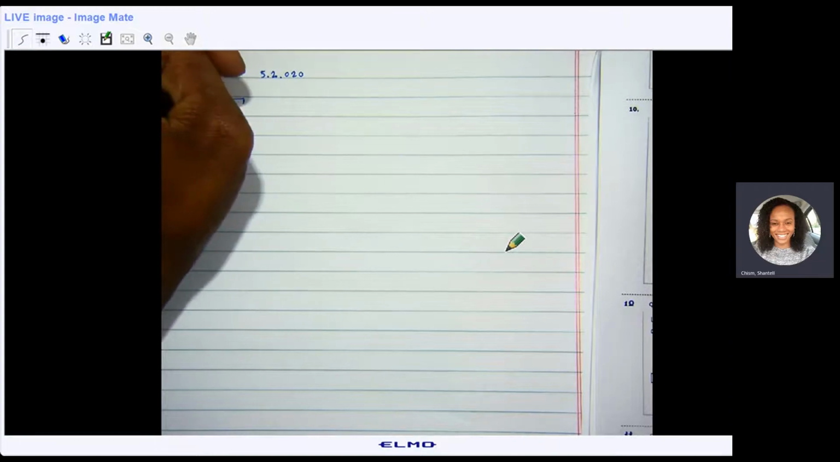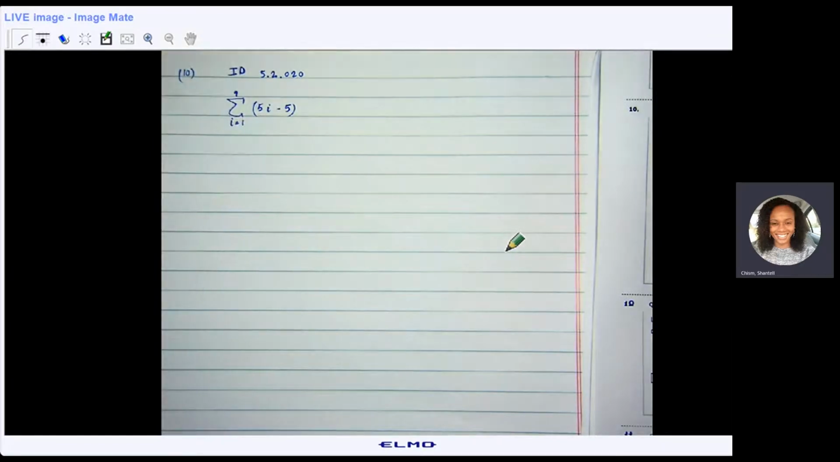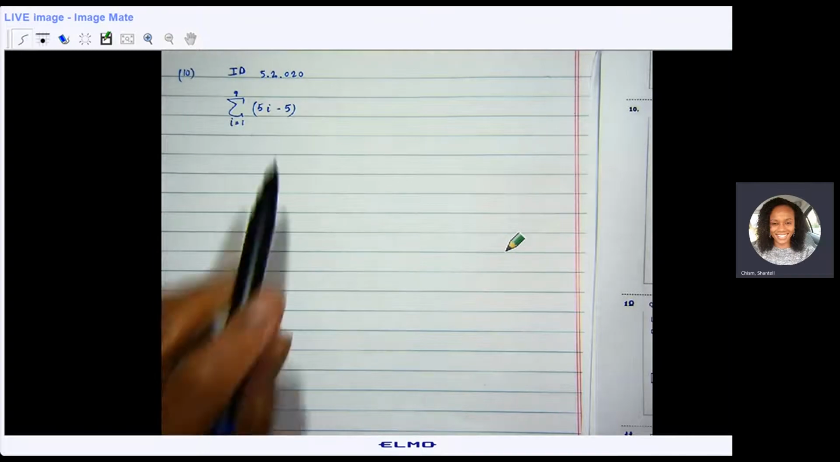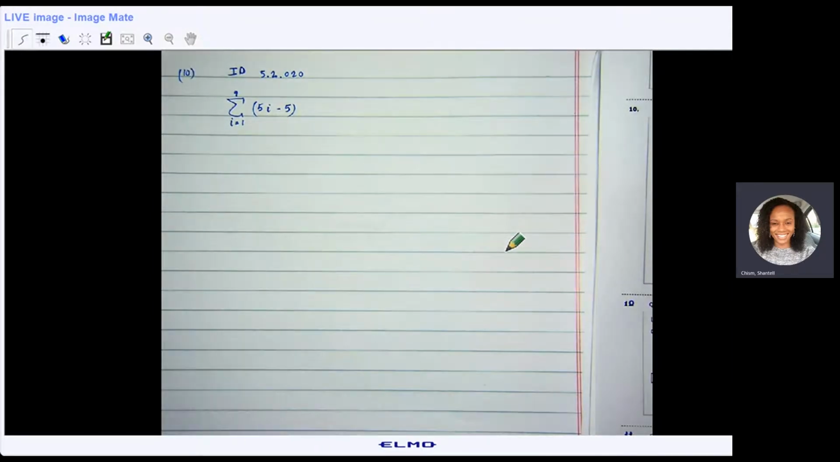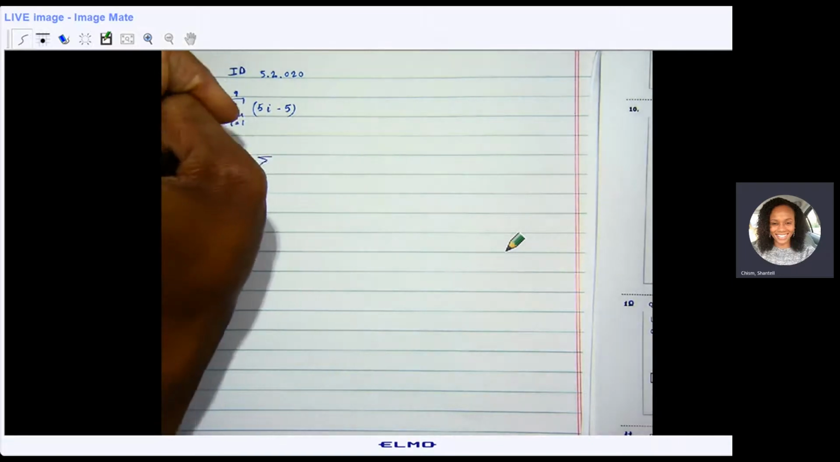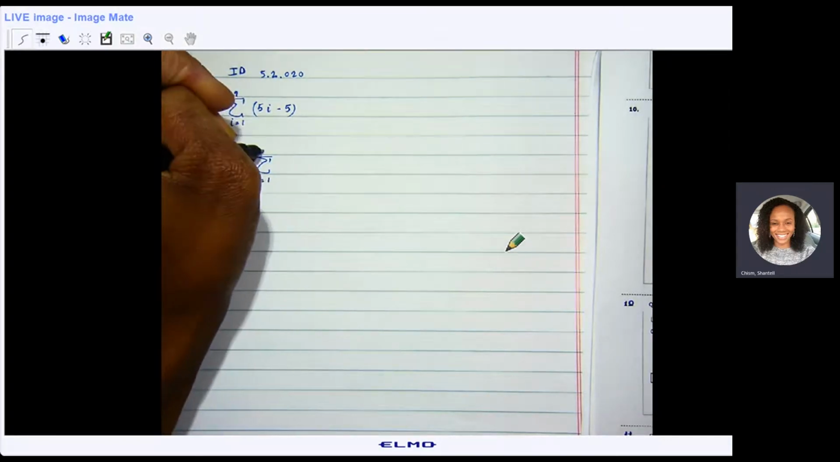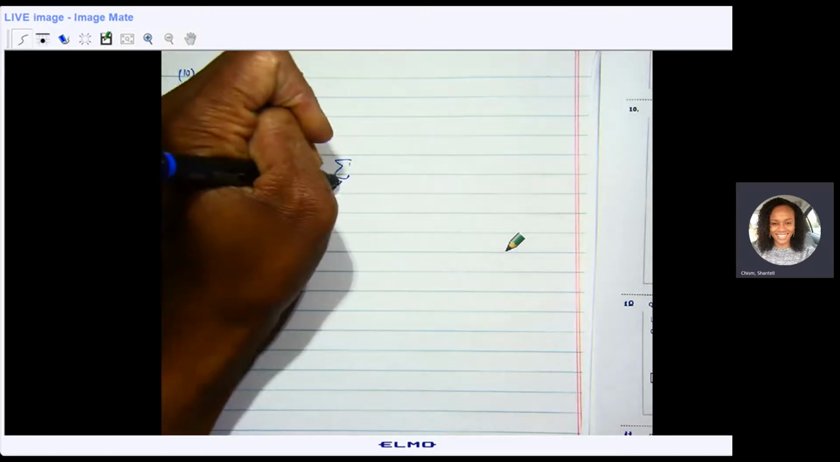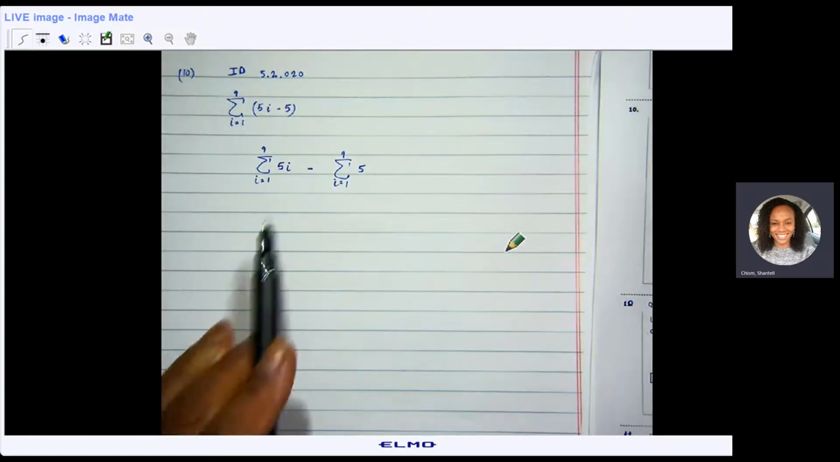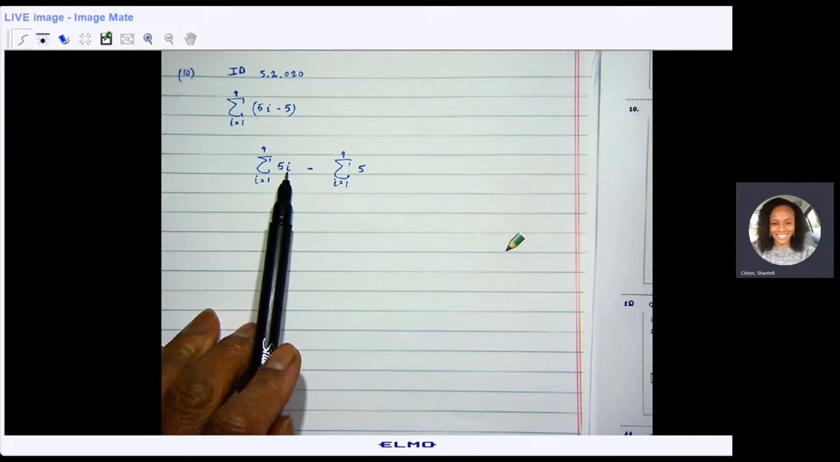So on number 10, we've got the sum from 1 to 9 of 5i minus 5. Okay. All right. So the first thing we're going to do is separate the two terms, giving them each their own summation. So summation of 5i minus summation of 5.